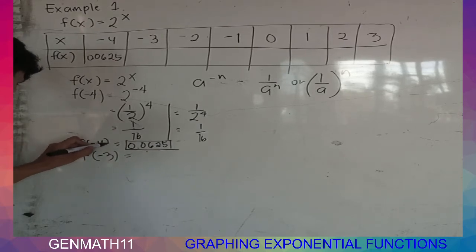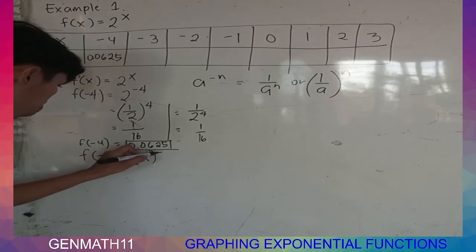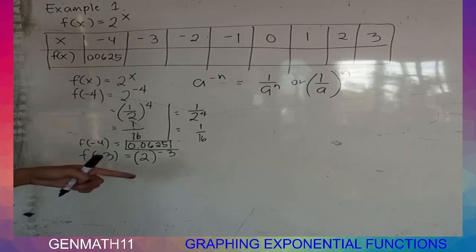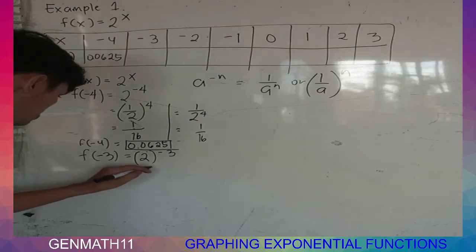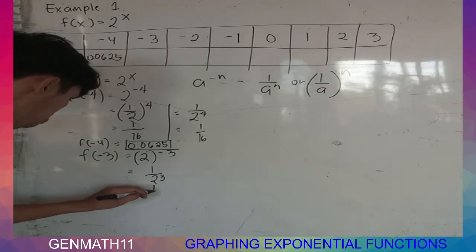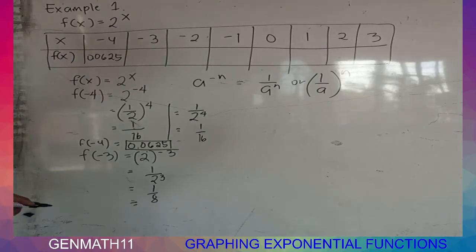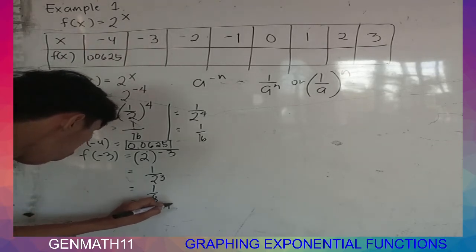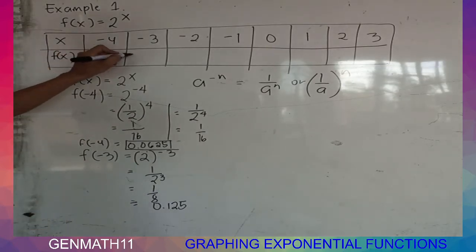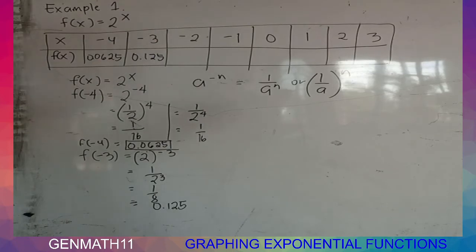Sa negative 3 naman, ganun pa rin. 2 raised to negative 3. Nalagyan ko na siya ng parenthesis para babraytarin na lang natin siya. Magiging 1 over 2 raised to 3, then 1 over 8. Ito yung 8 kanina, sinasabi ko. So, ito ay 0.125. Since yung lumabas is 3 decimal places, 3 decimal places na lang yung ilalagay natin.